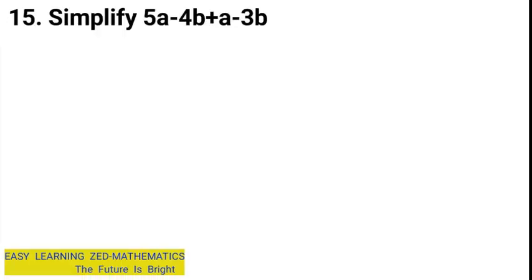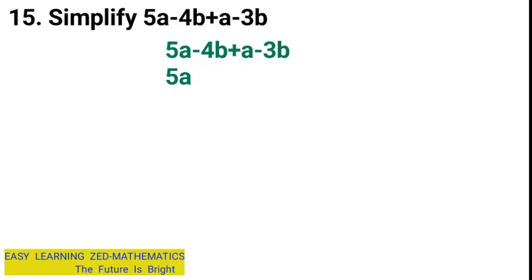Question 15 was simplify 5a minus 4b plus a minus 3b. Okay, so what you need to do here is simplify this expression. So we're going to rewrite it down here. Once we have done that, the next thing we need to do is put like terms together.